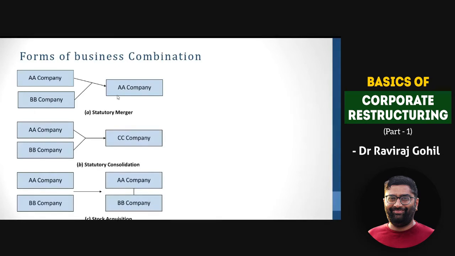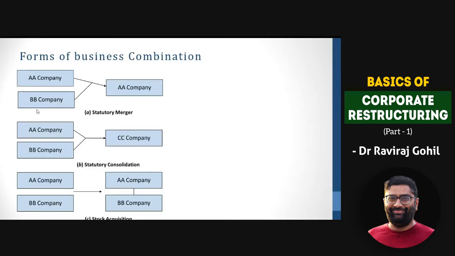Now, what could be the forms of business combination? So when you talk about combination, probably merger or acquisition, there are three possibilities that could be cited. One is called a statutory merger. So in a statutory merger, one company merges with the other company and one of them ceases to exist. Actually, the accounting term or the Indian notion for merger is called amalgamation.